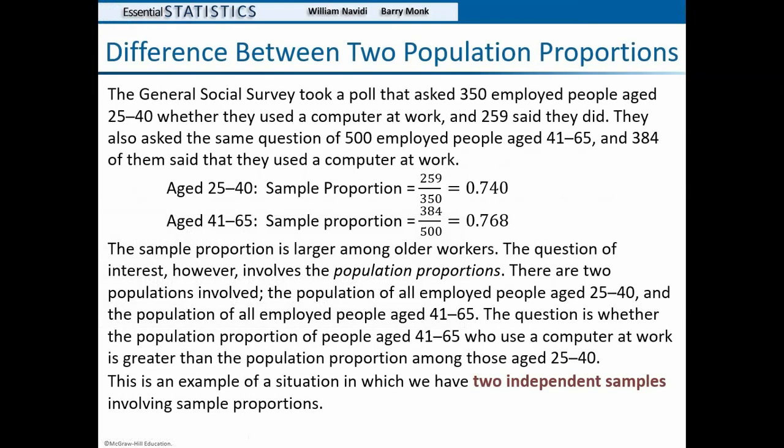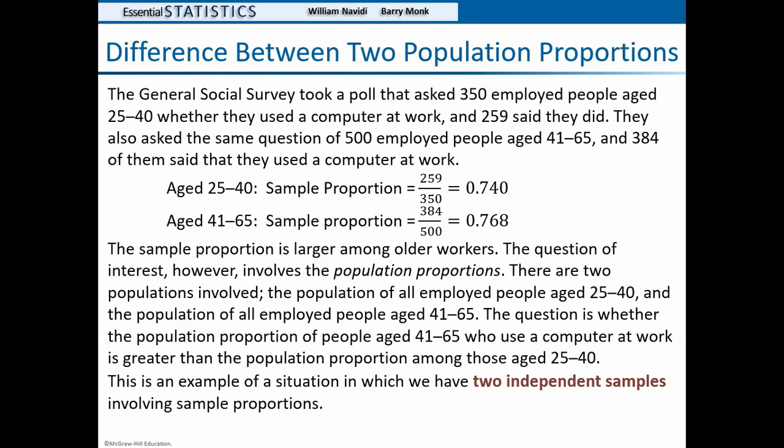So here's kind of a question that we would be looking at. Here's a difference between two population proportions type question. The General Social Survey took a poll that asked 350 employed people aged 25 to 40 whether they used a computer at work. 259 of those said they did. They also asked the same question of 500 employed people aged 41 to 65, and 384 of them said that they used a computer at work.